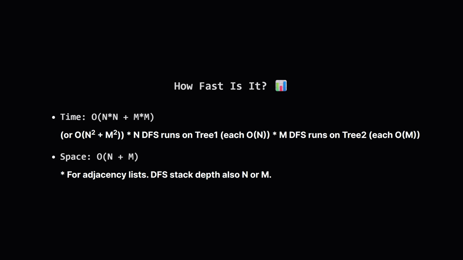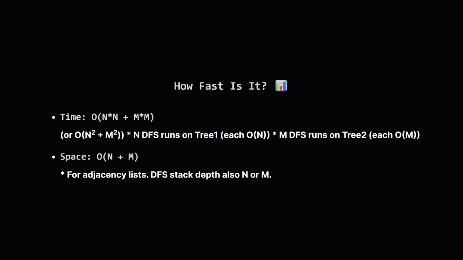So how efficient is this approach? For time complexity, we build adjacency lists, which is proportional to the number of nodes and edges, roughly order n plus m, where n is nodes in the first tree and m is for the second. Then, we run a DFS from each of the m nodes in the second tree. Each DFS takes about order m time, so that's m times m, or order m squared. After that, we run a DFS from each of the n nodes in the first tree. Each DFS takes about order n time, so that's n times n, or order n squared. Putting it all together, the total time complexity is roughly order n squared plus m squared. Given that n and m can be up to 100, n squared is 10,000, so this should be perfectly fine.